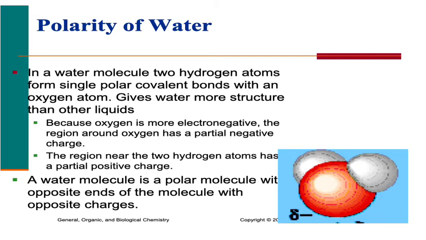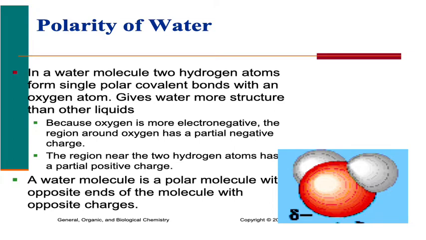First up, we have the polarity of water. In a water molecule, two hydrogen atoms form a single polar covalent bond with an oxygen atom. That gives water more structure than other liquids. Because oxygen is more electronegative, the region around the oxygen has a partial negative charge. The region near the two hydrogen atoms has a partial positive charge. A water molecule is a polar molecule with charges at opposite ends of the molecule. So they have opposite charges.